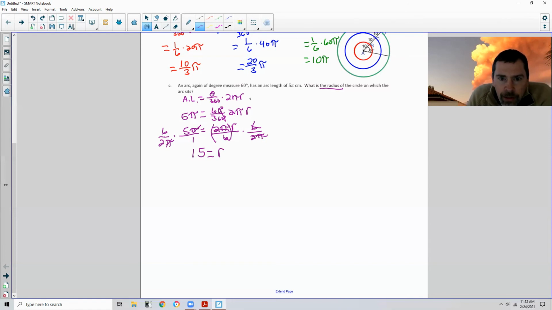So my answer is 15, and notice the unit of measurement. So my answer should say that. Let's put cm in here. So the radius is 15 centimeters. Okay? And that's why it's important to write a formula, substitute in the given, simplify, and solve.